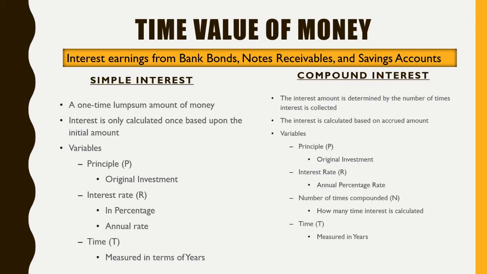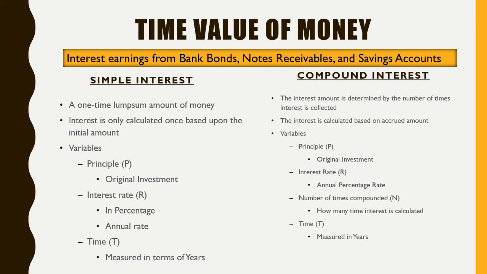Interest earnings usually come from bank bonds, and that's what we're going to focus on today: bank bonds, notes receivable, or some kind of savings account. That's common when starting up a company, but a more common one we're going to look at is a loan. We'll talk about how we calculate loans and how much interest is collected in a couple of slides. But right now, we're going to focus on two criteria: simple interest and compound interest.